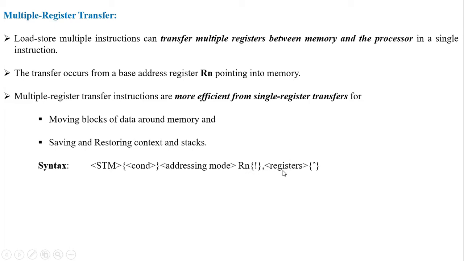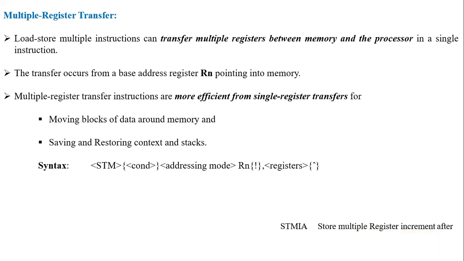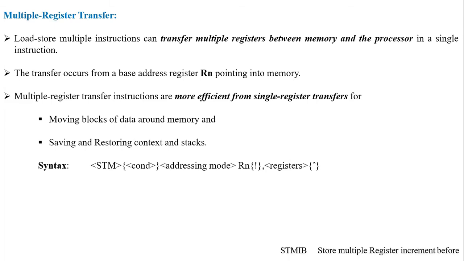Then the registers, here we can represent the registers. If you are using a single register, we write only one register. If it is two registers, we put a comma between them. If you want to write a number of registers, we can write it as R1 minus the last register. For example, for three registers, R1 minus R3. STM stands for store multiple register. With respect to addressing mode, STM IA is store multiple register increment after, and STM IB is store multiple register increment before.